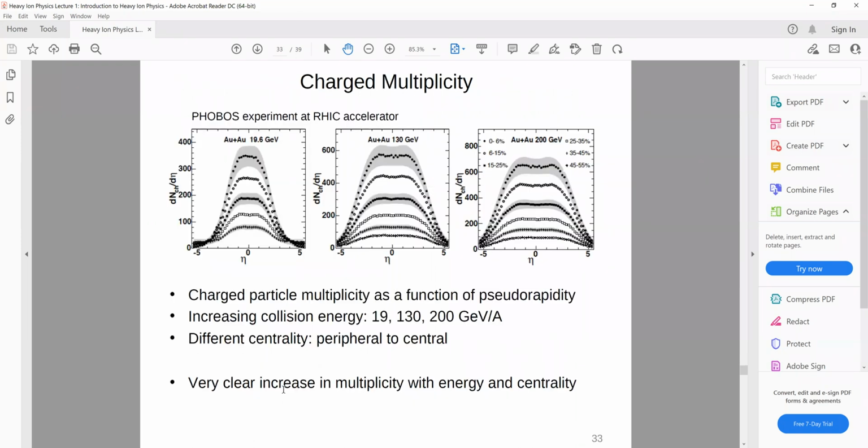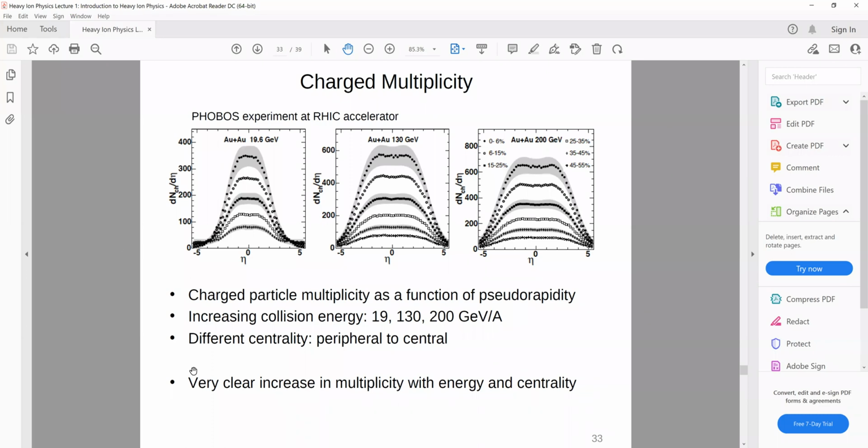We will just see, for example, how the charged particle multiplicity distribution looks. This is the charged particle multiplicity distribution. We will now talk about some global observables. The very first thing one measures is the multiplicity distribution, and this is a differential multiplicity distribution, dN_ch/d-eta, as a function of eta.